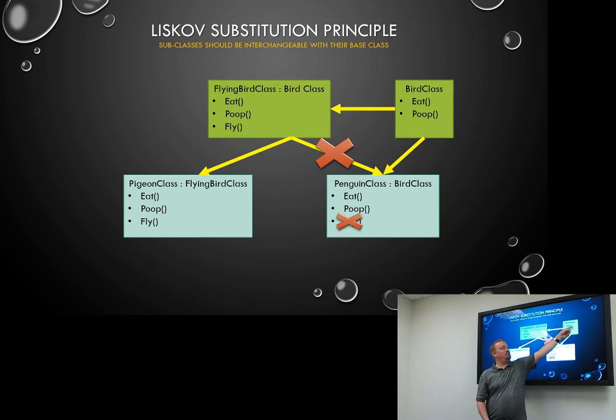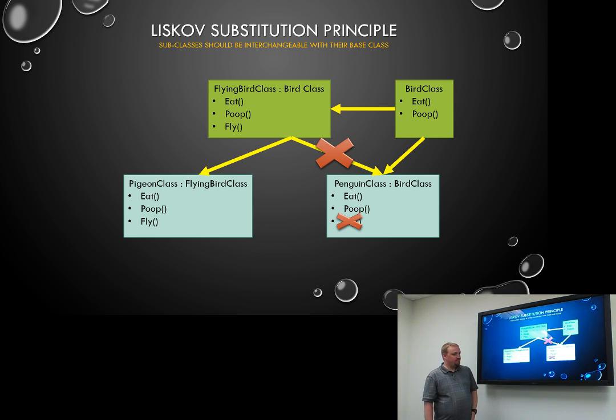And even if there was a bird class out there, we could still put a pigeon class in there and it would work just fine, right? Because even though wherever this bird class exists, wherever that code is, it's never going to call this fly function. But it will be calling the eat and the poop, and it doesn't really matter. It still works. The pigeon class can be replaced wherever bird class is. The pigeon class can be replaced wherever flying bird class is. And penguin class can go wherever bird class is, but it can't do this way. Okay? That is the Liskov Substitution Principle.